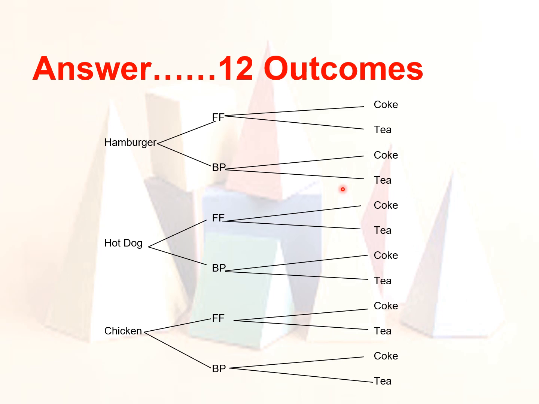So according to our tree diagram, we have 12 outcomes. So we have the meat, hamburger, hot dog, chicken, and we have the starch, FF, French fries, baked potato. And for the drinks, we have the Coke and the tea. So let us count 1, 2, 3, 4, 5, 6, 7, 8, 9, 10, 11, 12. So really, we have 12 outcomes.